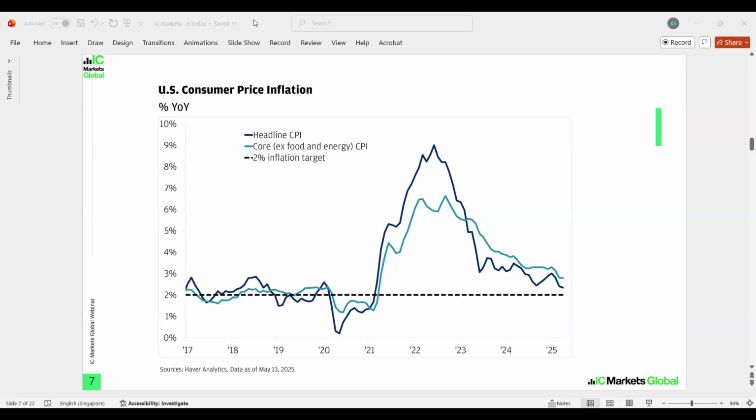If CPI comes in way above expectations, the markets may quickly adjust to the idea that the central bank needs to stay more aggressive for longer. That can lead to rapid currency strength, especially in high-yield or USD pairs.